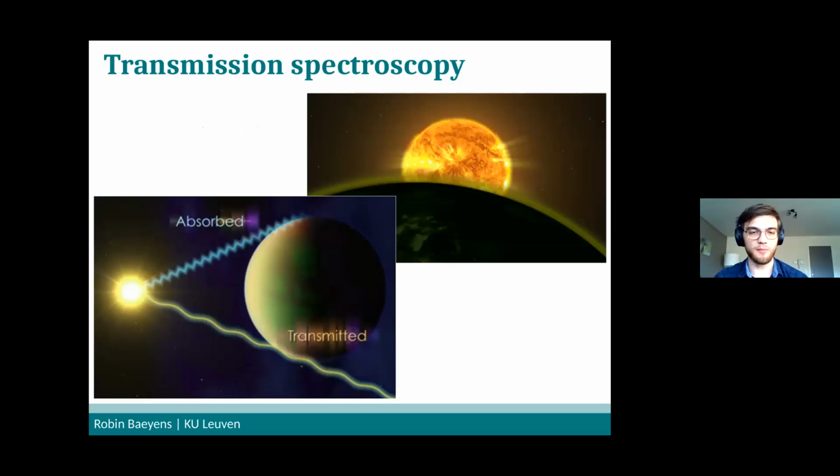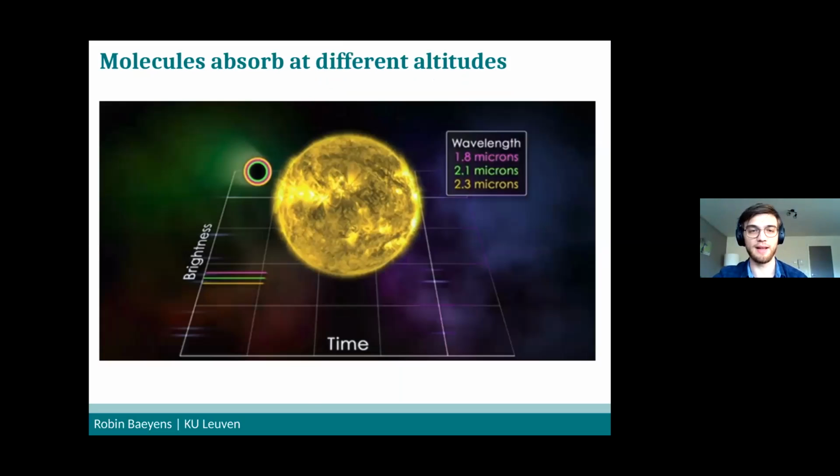So a little bit more about transmission spectroscopy, which is what I will focus on. As I already said, if you wait until the planet comes in front of the star, the light will pass through the atmosphere, and depending on the molecules in the atmosphere, some will be absorbed and some will be transmitted, making the planet appear bigger or smaller. And this can be seen in the light curve.